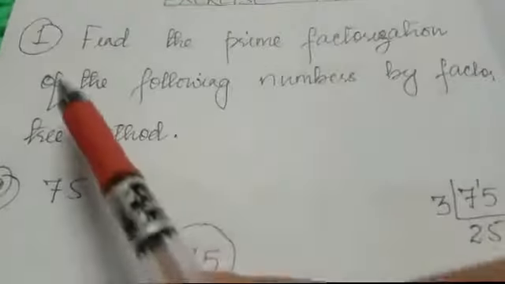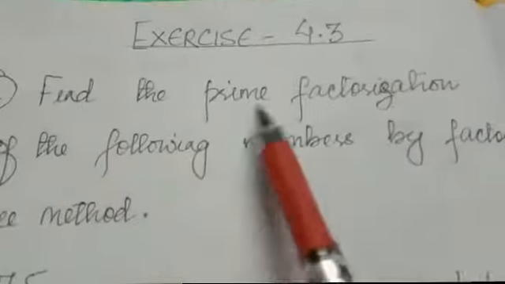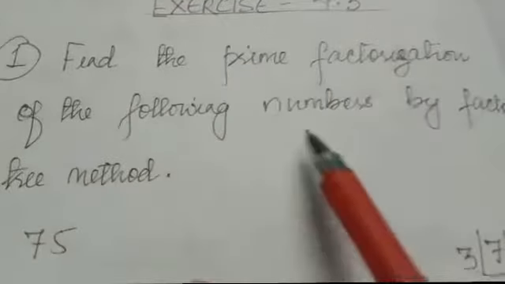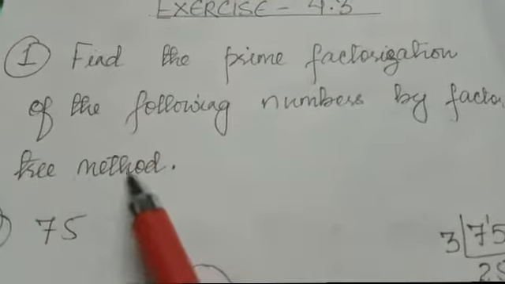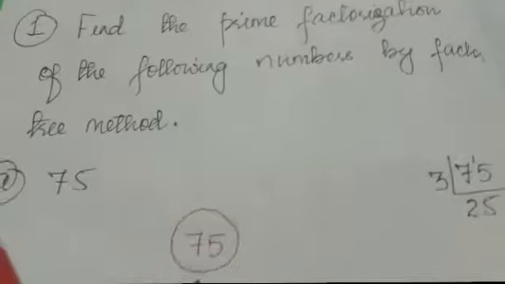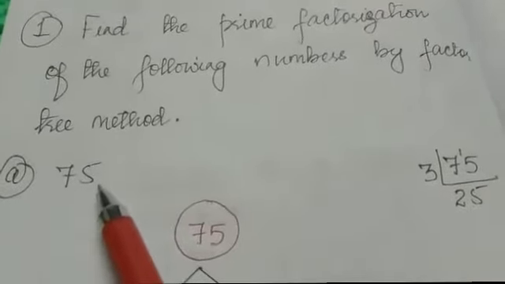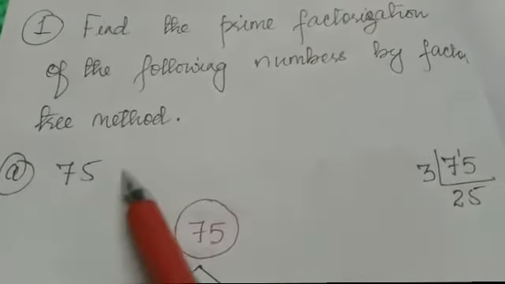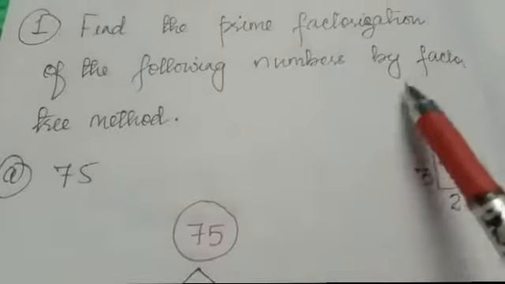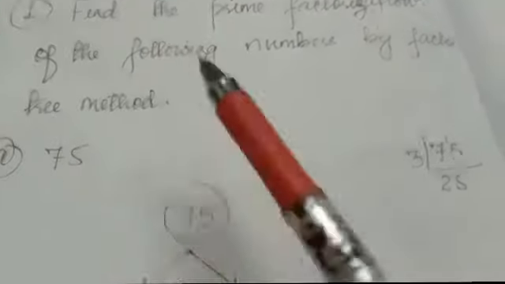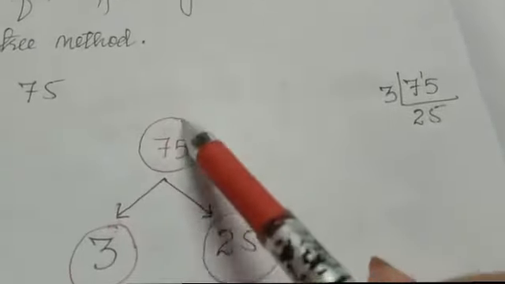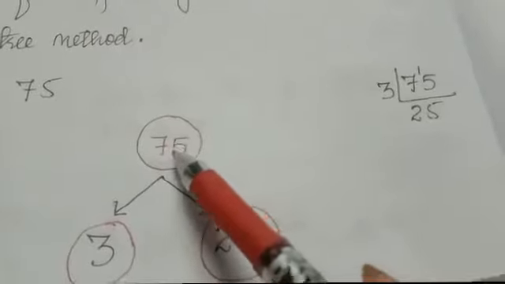And first question is, find the prime factorization of the following numbers by factor tree method. Okay, question number A is 75. Here you have to find the factors of 75 with the help of factor tree method. So first you have to write 75. Now you have to find the factors of 75.